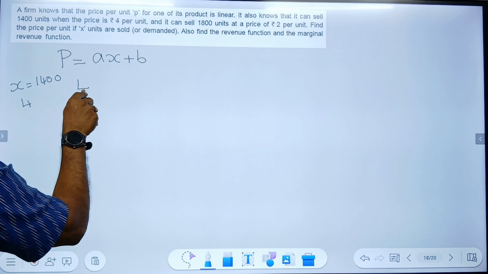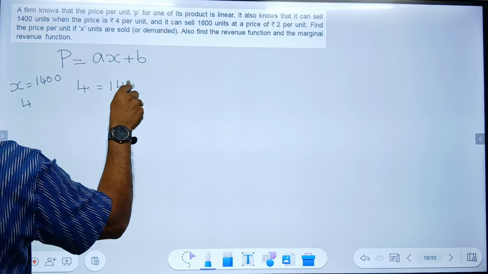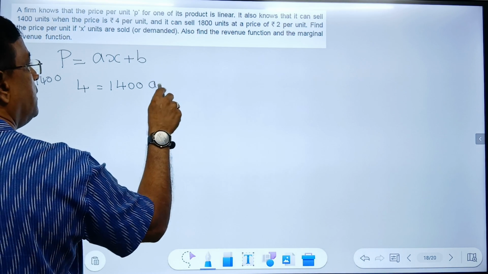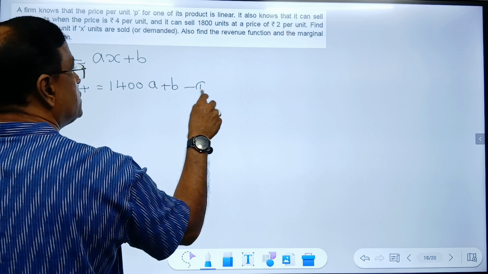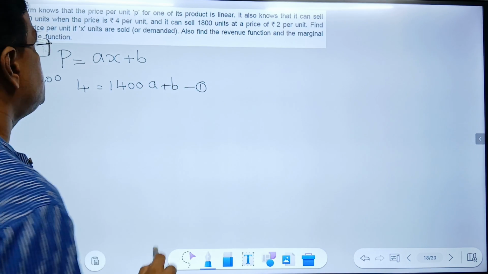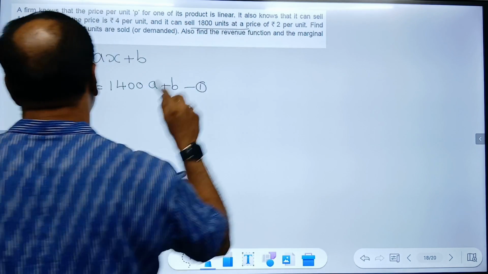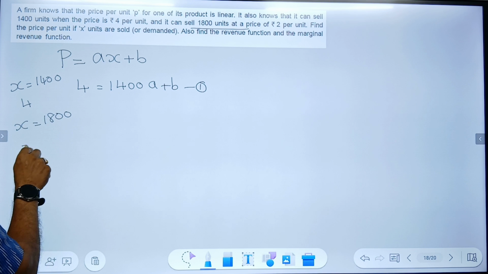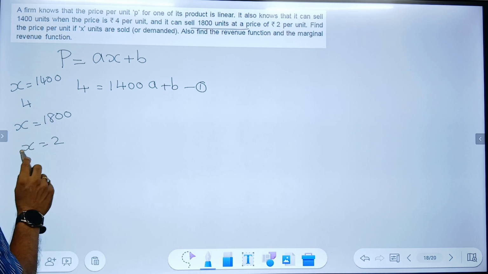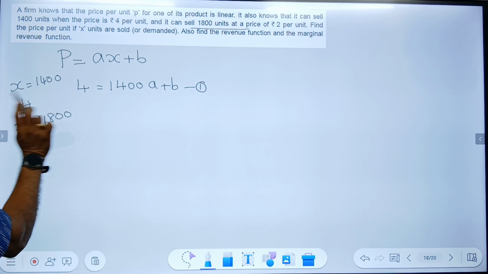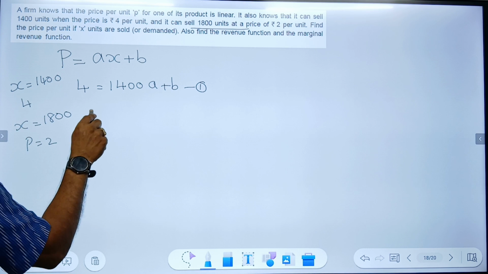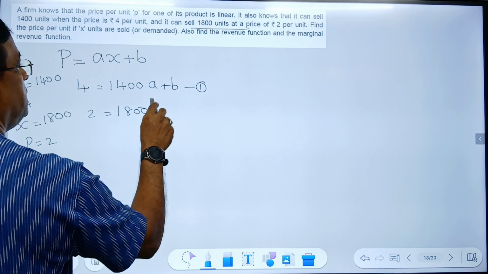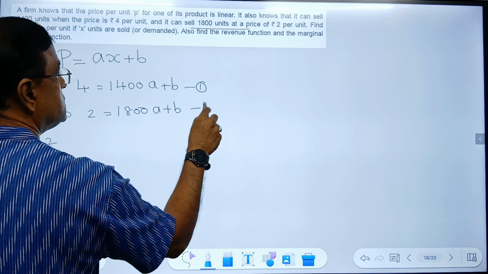So 4 equal to 1400 A plus B. Call this equation 1. The second equation is it can sell 1800 units. So it can sell 1800 units at the rate of what? 2 per unit. So P is 2. So 2 equal to 1800 A plus B. Call this equation 2.